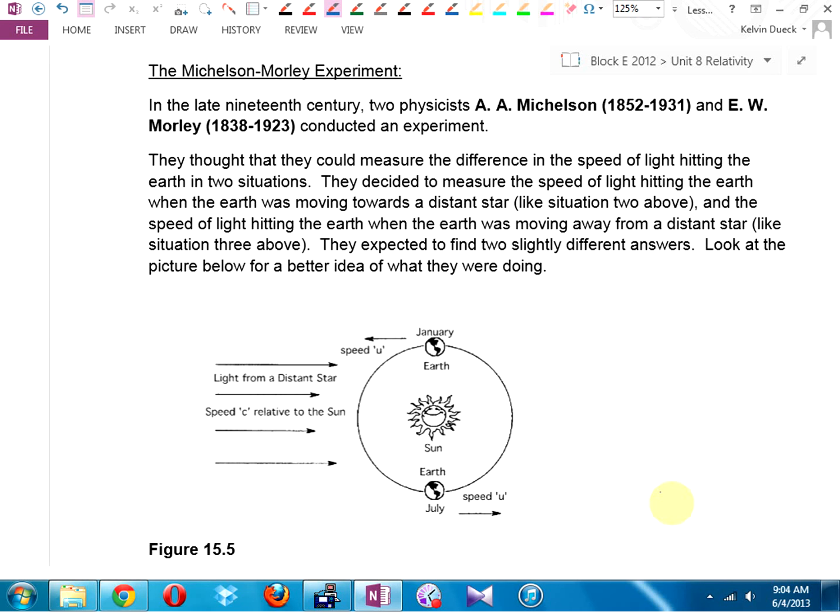And they said, then we'll wait 6 months. It was a year-long experiment. When we're in July, when we're moving away from the star, you know what? We should find that the speed of light is a little bit slower.